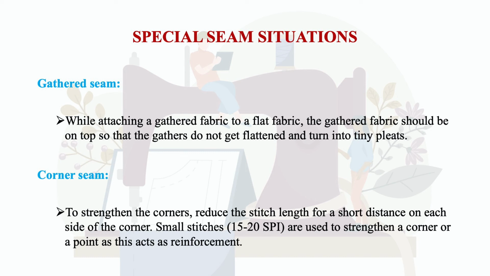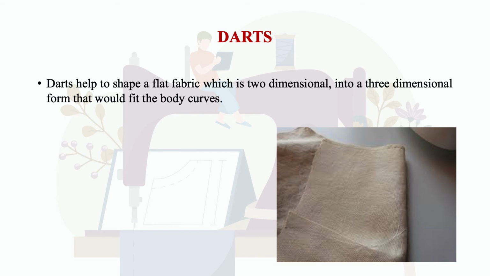Last, an important thing in garment construction is the darts. The dart is one of the most important techniques we use in garment construction to give a good shape to the garment, because our body is not flat; it has curves and shape. So to give a proper shape to the garment, and also to reduce the bulk or excess fabric, we use the dart.